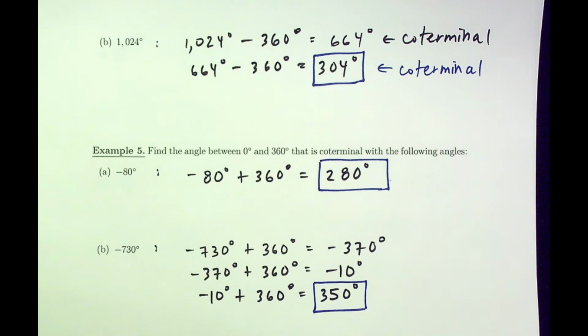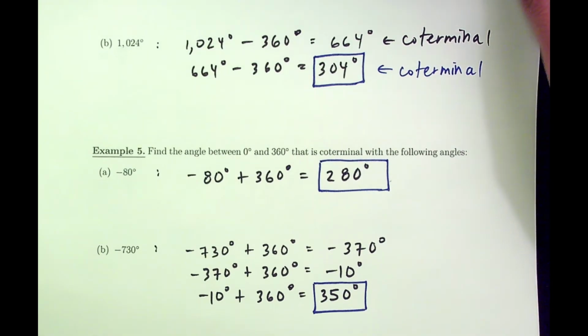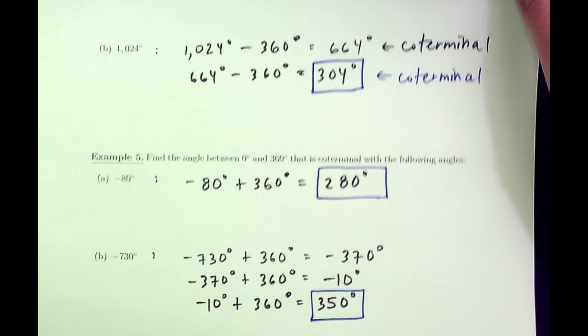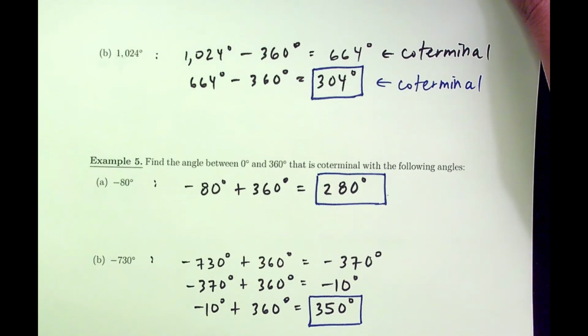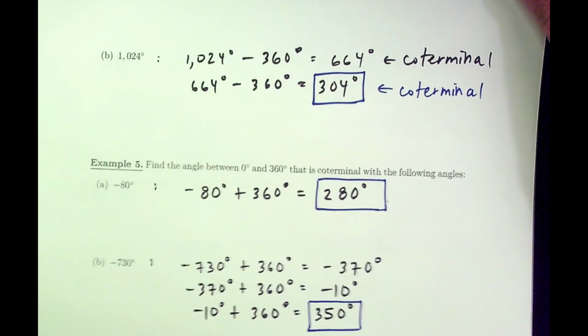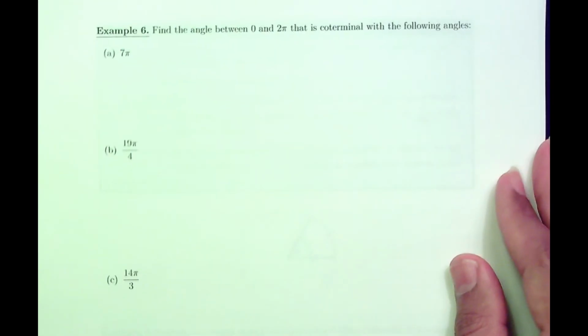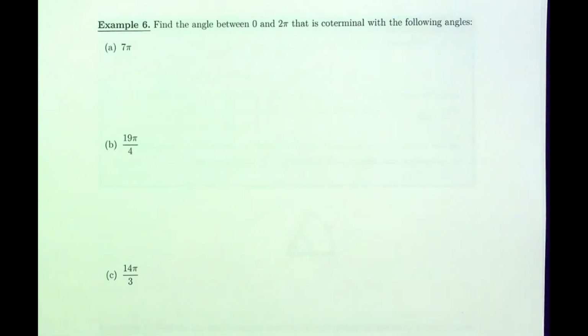Now, everything that we learn how to do with degrees, we need to also know how to do it with radians. Okay, so the idea is adding or subtracting 360 degrees. So what is 360 in terms of radians? If you said 2 pi, then you got that right. All right, so now we're going to do the same thing, but with radians.